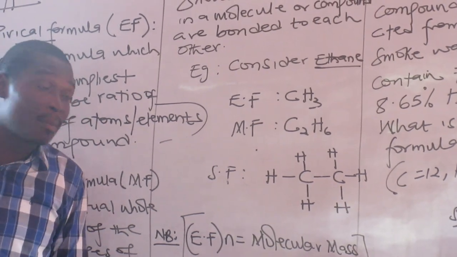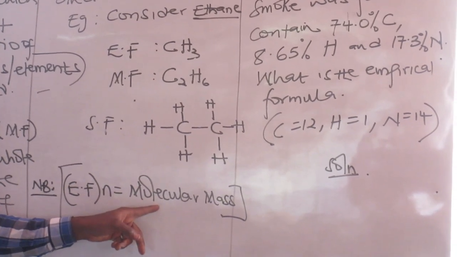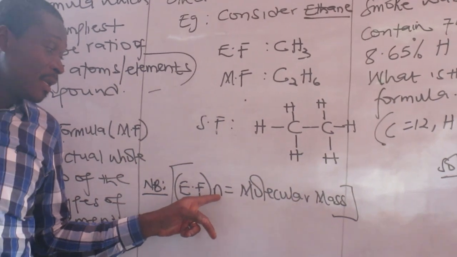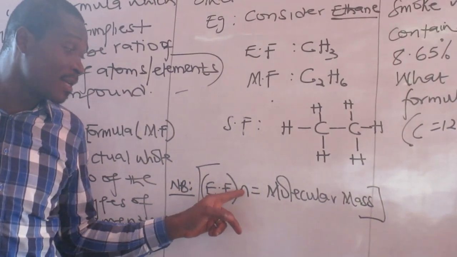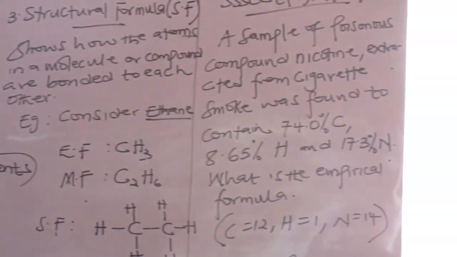Now let's look at our application. The empirical formula, in brackets, times N equals the molecular mass. So it can ask you to find maybe the molecular formula, where we know the empirical formula times N equals the molecular mass. Now let's look at the application question.